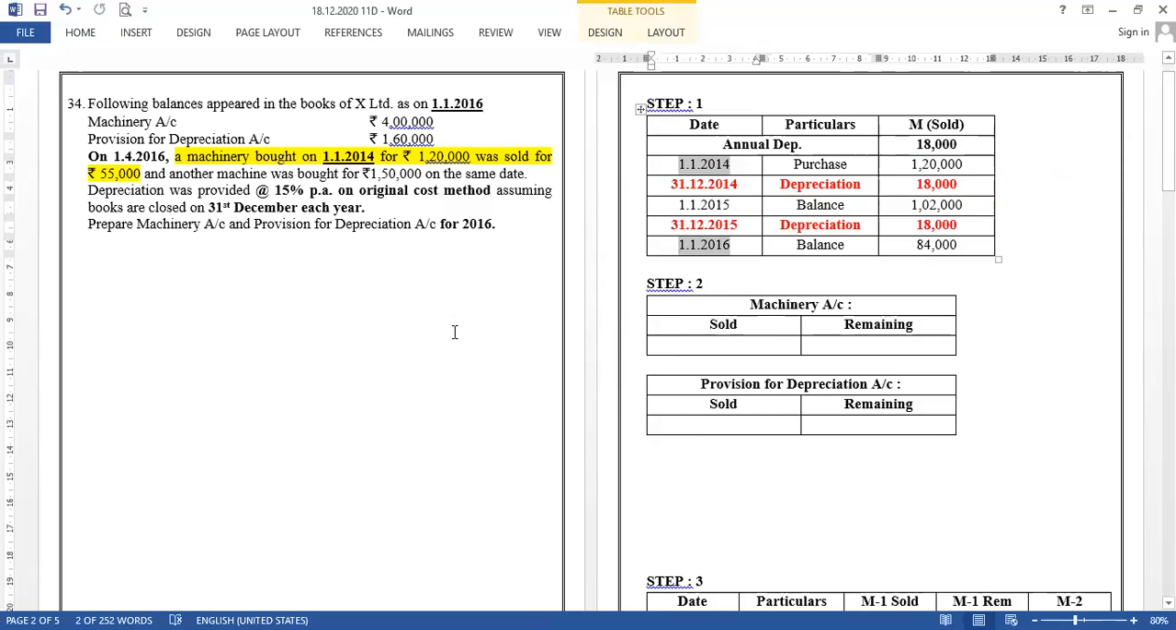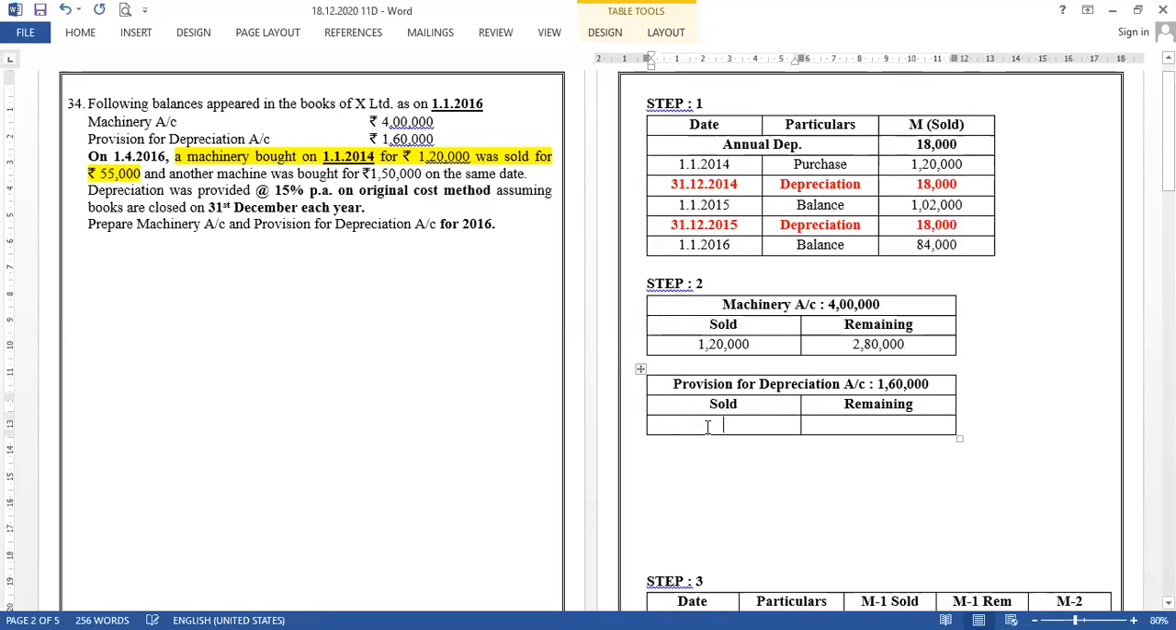In step 2, I told you to split the amount of the balance given. Machinery balance can be seen as rupees 4 lakh. So let me write this 4 lakh over here. And 1,60,000 is the provision for depreciation. So 1,60,000, correct. 4 lakh and 1,60,000. Now what is the cost price of the asset that we are going to sell in this current year? So we can see that the cost of the asset is 1,20,000. So let me write 1,20,000 over here. And the remaining amount now, 4 lakh minus 1,20,000, the remaining balance is 2,80,000.